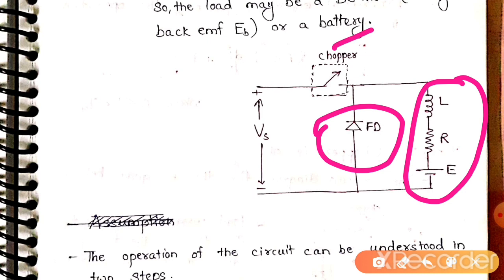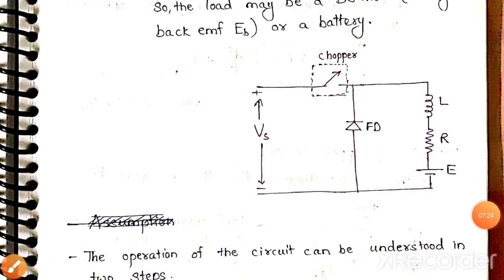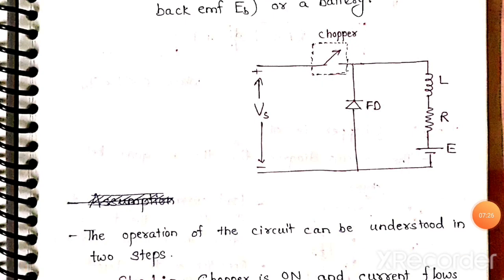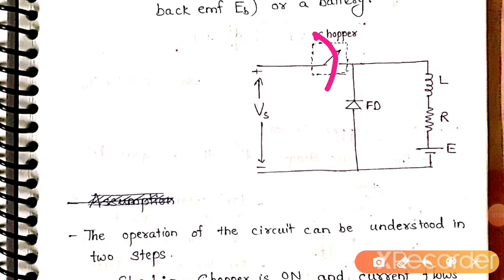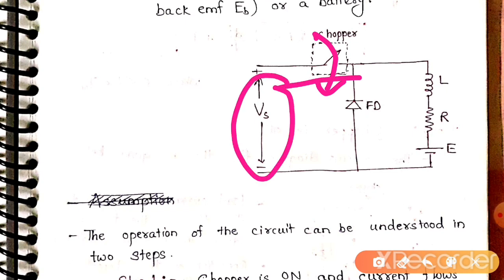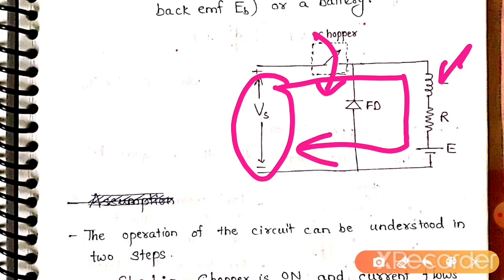Now this is the chopper or the switch. So initially, when this chopper is on, the current flows from the source to the load in this path, and energy is stored in this inductor.